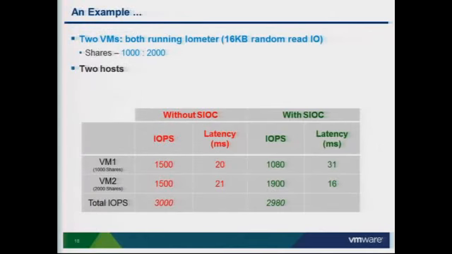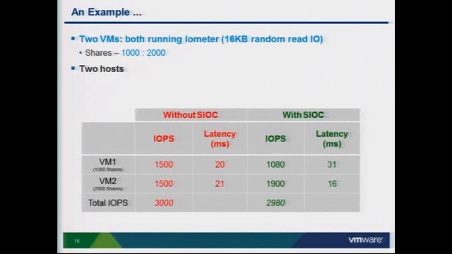Now, just to give you a very simple example of what exactly happens when you set these numbers. In this case, there are 2 VMs. Both are running a simple micro benchmark, which is IOmeter, and doing 16 kilobyte random read I/O. The shares that we have set here are 1,000 and 2,000. Now, if you look at without SIOC, these VMs are running on 2 different hosts. Without SIOC, both VMs get roughly the same IOPS and the same latency.